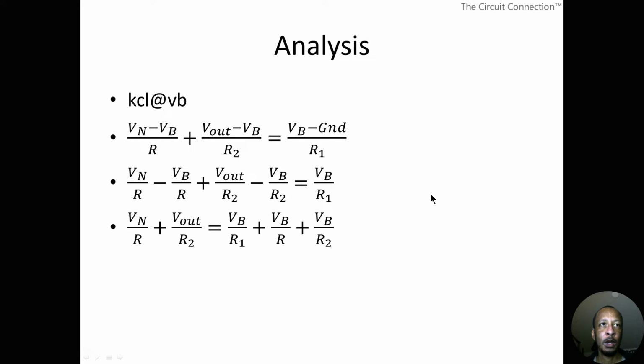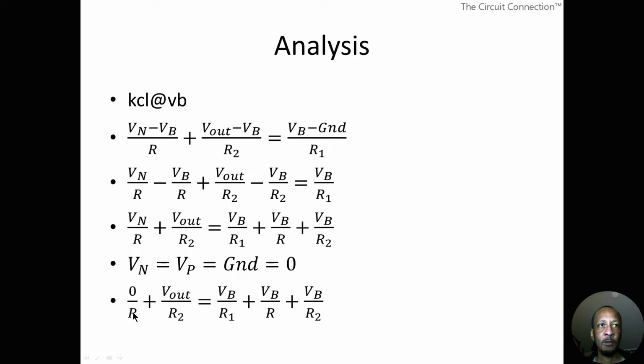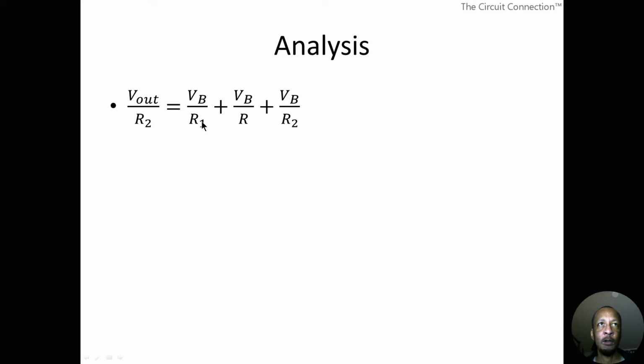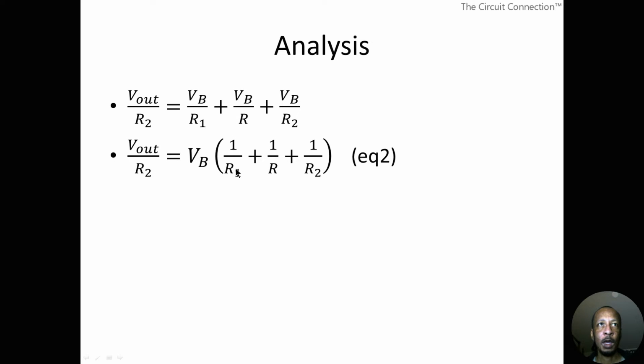Then you have this. Next, again, Vn equals Vp equals ground, which is 0. That's your op-amp virtual short rule. And so we have a Vn here, that's going to be equal to 0. So when we do that, then we have 0 over R, and that's going to simplify us some more. We're left with Vout over R2 equals Vb over R1 plus Vb over R plus Vb over R2. So we just factor out Vb, and we're left with this, and that's going to be equation 2.